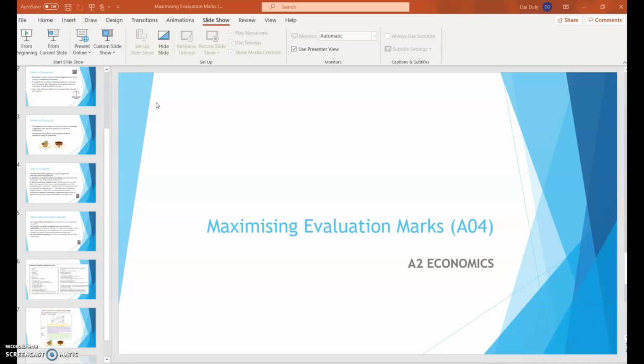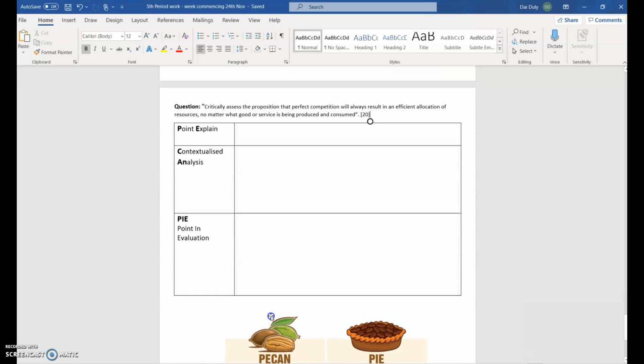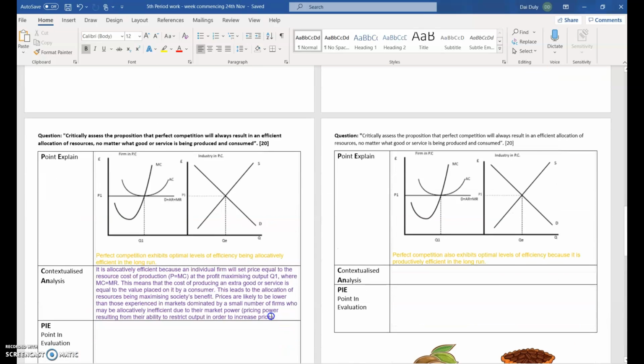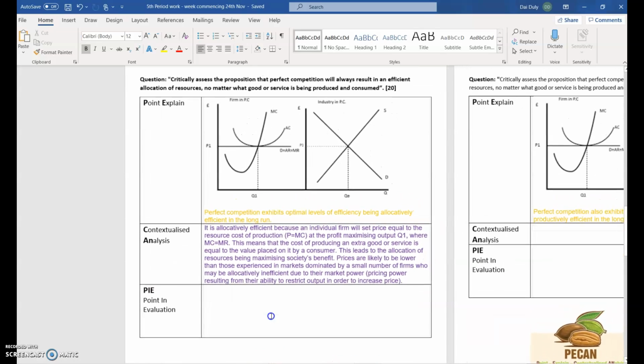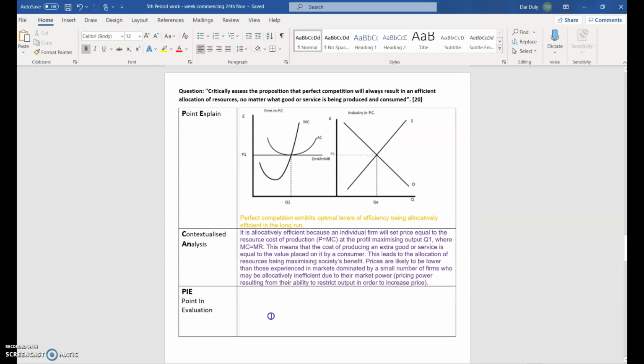Okay, in terms of homework for yourselves, I'm just going to push on to what you are looking at. Let me just bring it up here. You have 3 tasks to do. For the first 2, I've done part of it for you. The question, which we more or less looked at something similar in class: critically assess the proposition that perfect competition will always result in an efficient allocation of resources, no matter what good or service is being produced and consumed. In terms of this, I've given you the first point: perfect competition exhibits optimal levels of efficiency, being allocatively efficient in the long run.